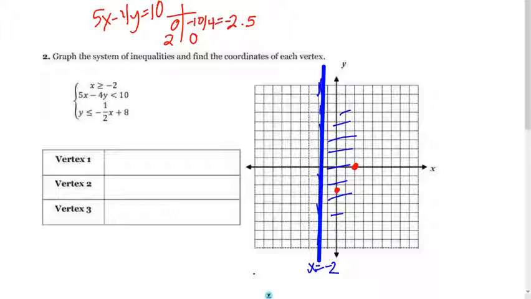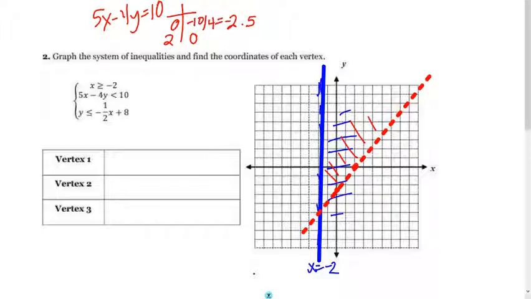Okay. So when I make a line here, this one is going to be dotted because of the less than sign. And so I just need to get through both of those points. And now I need to decide where to shade. So if I plug in 0, 0 minus 0 would be less than 10. I would shade on the same side as 0, 0. So that would be this way.